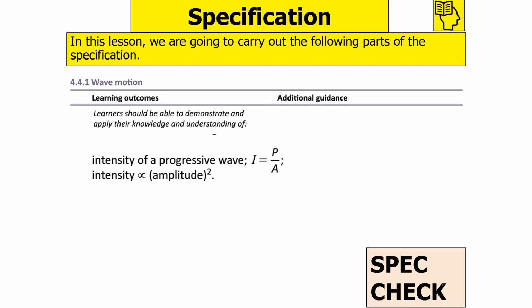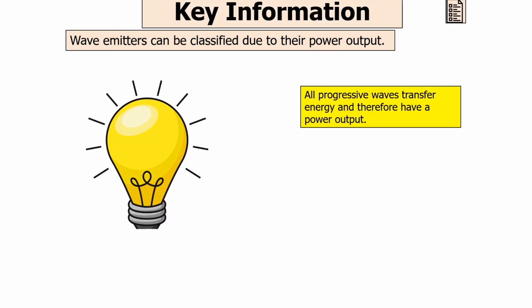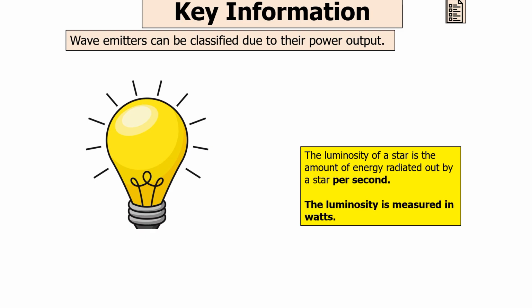We're going to be looking at the following part of the OCR A-Level Physics specification, 4.4.1 Wave Motion. Wave emitters can be classified by their power output, because all progressive waves transfer energy and therefore have a power output. The name given to the power output of an emitter is the luminosity. The luminosity of an emitter is the amount of energy radiated out by the emitter per second, so we measure it in watts.